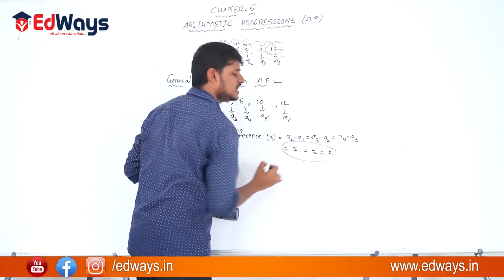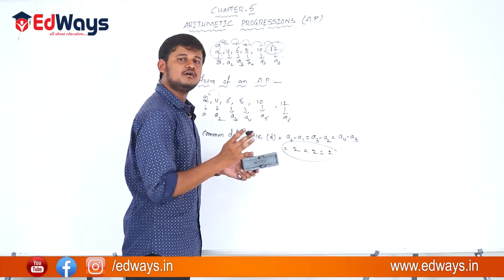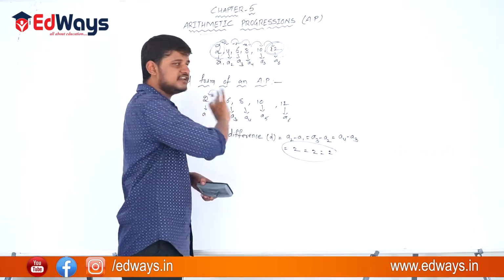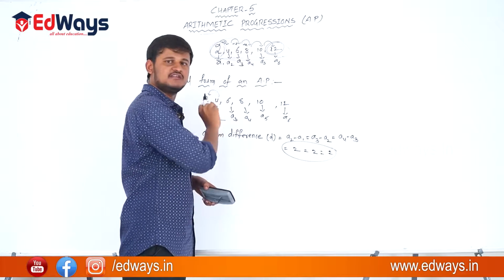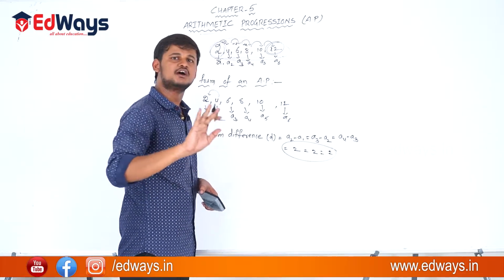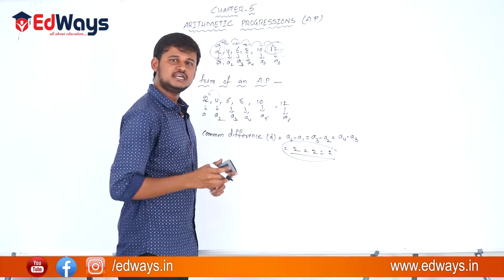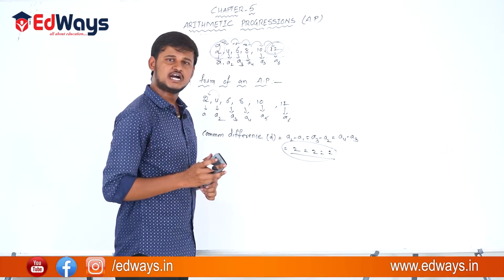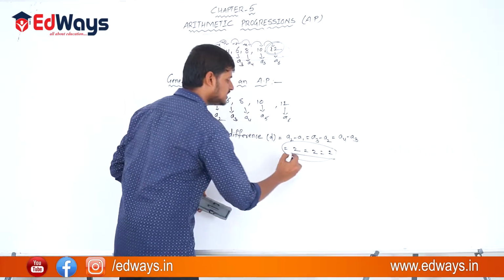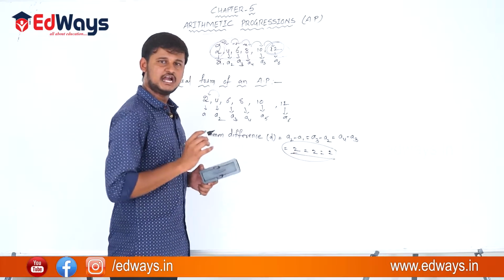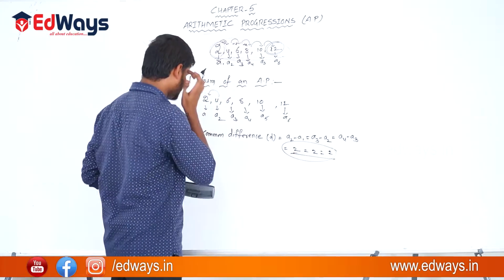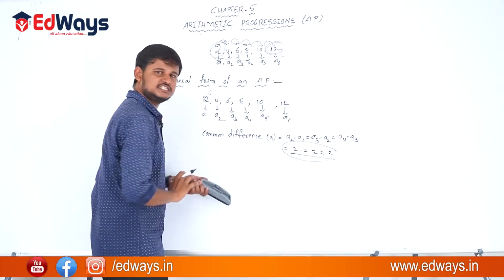So this is the condition for checking whether the given list of numbers is an AP or not. If the common difference is the same, then we say the given list of numbers is an arithmetic progression. If it's not the same, then it's not an AP, right? So now here the common difference is the same.